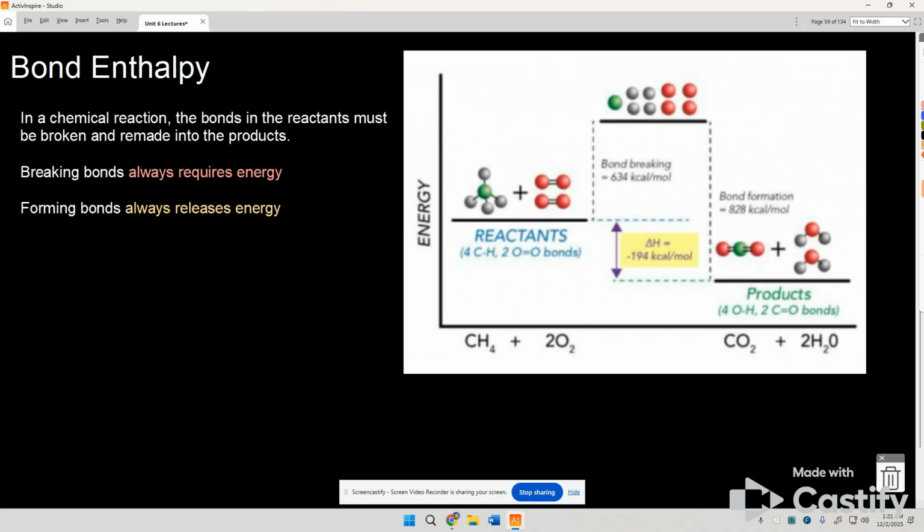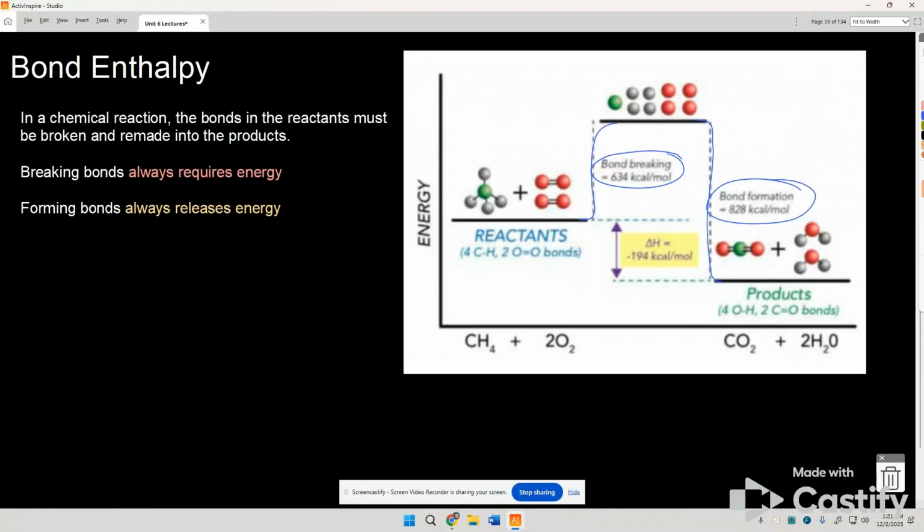Now, to break bonds, we need energy, right? To break apart something that's bonded together, we have to put some energy in to make that happen. That's going to be kind of this big hill here on our activation energy, right? This part here is the bonds breaking. That's to break those bonds. We have to put that energy in. Now, when we form bonds, making new bonds releases energy. That is the down part of our hill there from our energy diagram. The bonds forming is going to release some energy.